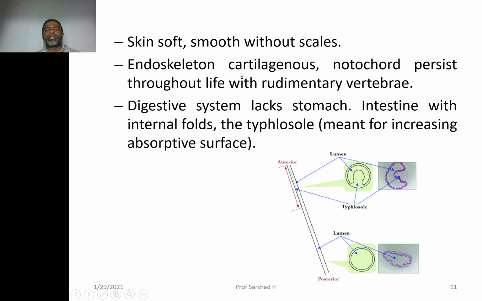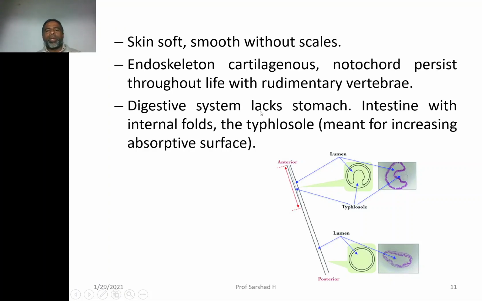The endoskeleton is cartilaginous. These cyclostomes do have an endoskeleton. In the ostracoderms, they were not having any endoskeleton. They have the endoskeleton, but that is cartilaginous, not bony. The notochord persists throughout life with rudimentary vertebrae. Sometimes rudimentary vertebrae are there, they are not well developed, but anyhow, the notochord is present.